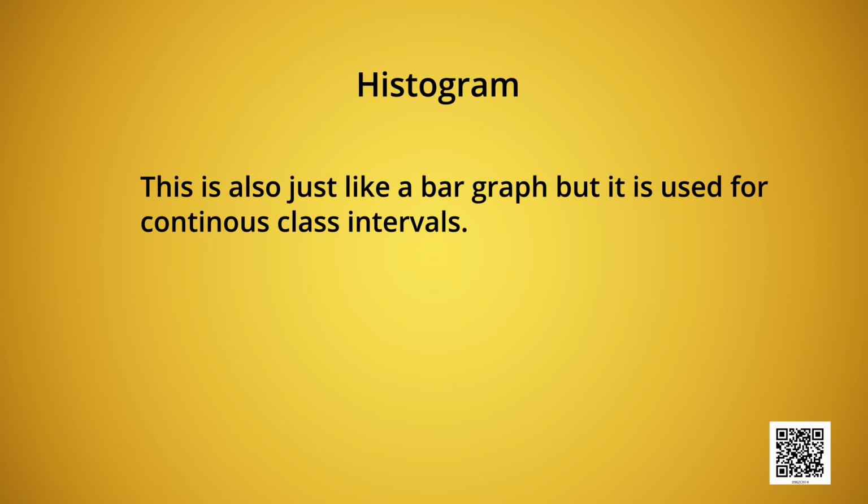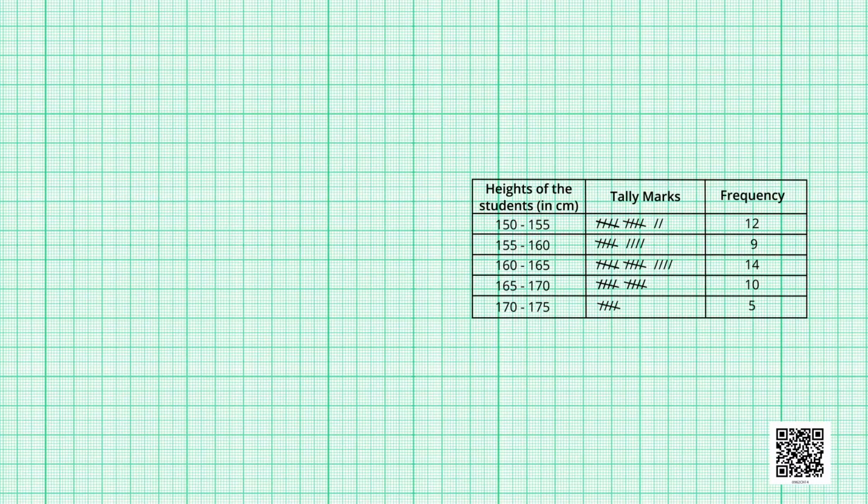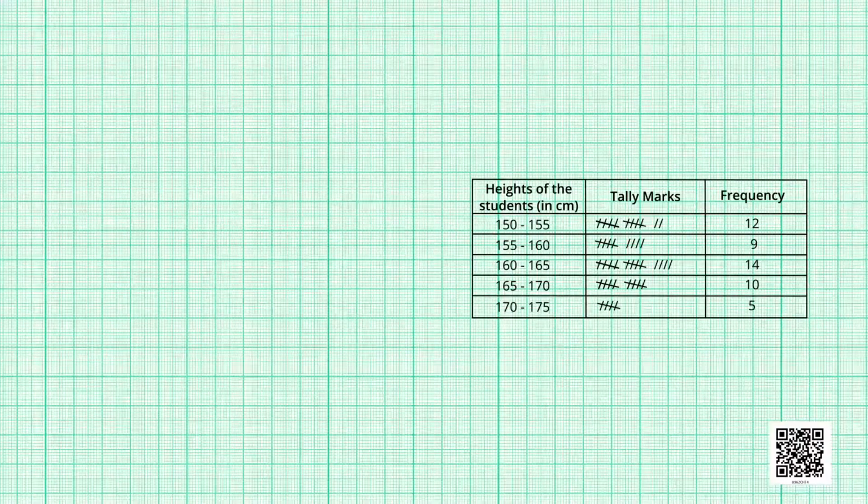This is also just like a bar graph, but it is used for continuous class intervals. For example, let us represent the data shown by this question with the help of a histogram. Children, this table shows the heights of students in centimeters and we have formed various groups for it. And then this is the frequency or the number of students which lie in that particular group.